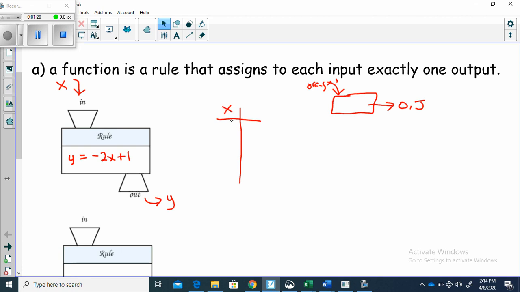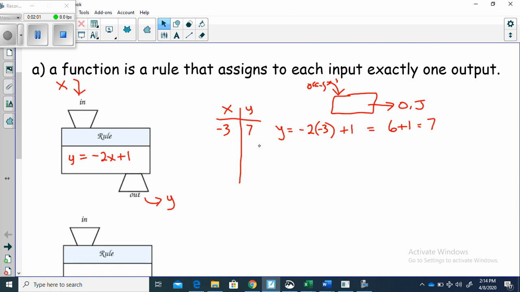Let's say we put in an x value of negative 3. If I put in negative 3, here's what I would get for my y. y is equal to negative 2 times our x, which is negative 3, plus 1. Negative 2 times negative 3 would give me positive 6 plus 1, which is 7. So when I put in a negative 3 for x, I get out 7.